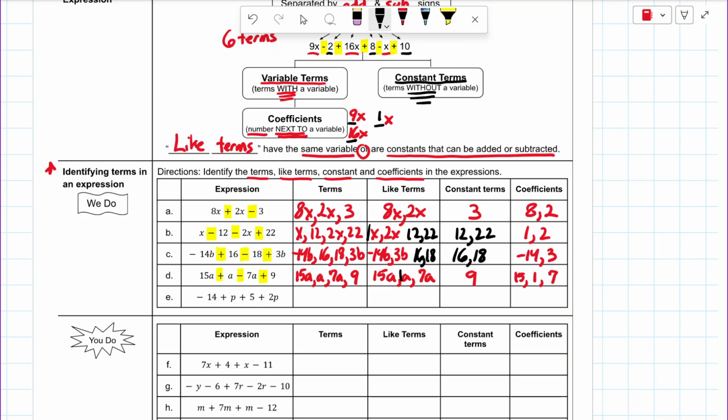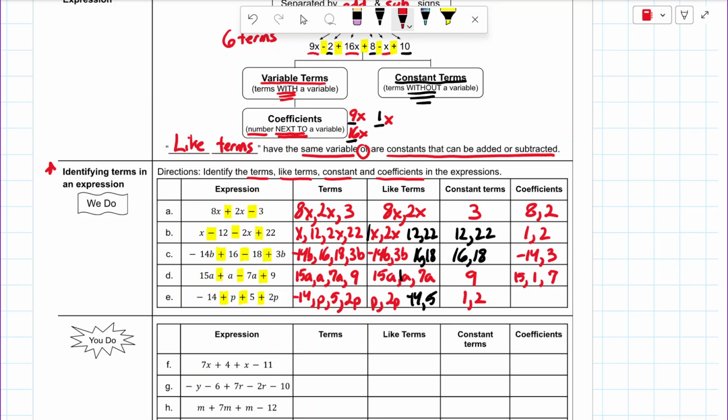Our last example before you try the you-dos, we have a plus sign, and a plus sign. There are 4 terms again: negative 14, p, 5, and 2p. Our like terms, we have a p term and 2p, and then we have negative 14 and 5. Our constants are 1 and 2.